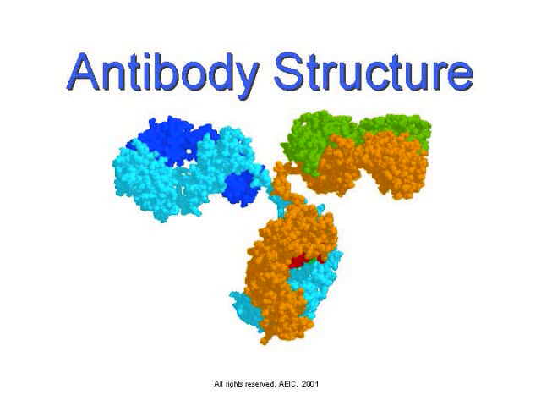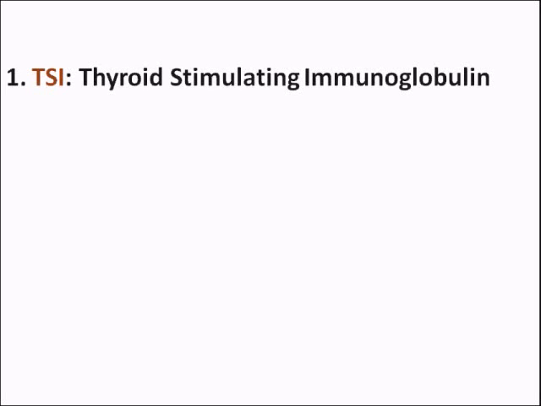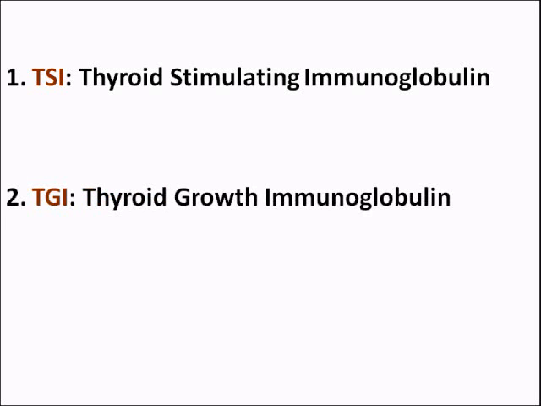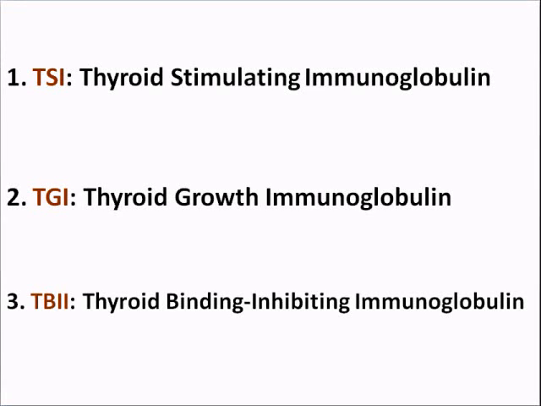There are 3 types of autoantibodies that bind to the receptor. 1. TSI, thyroid-stimulating immunoglobulin. These antibodies act longer than the normal TSH. 2. Thyroid growth immunoglobulin. 3. Thyrotropin binding inhibiting immunoglobulins. These antibodies inhibit the normal union of TSH and its receptor.